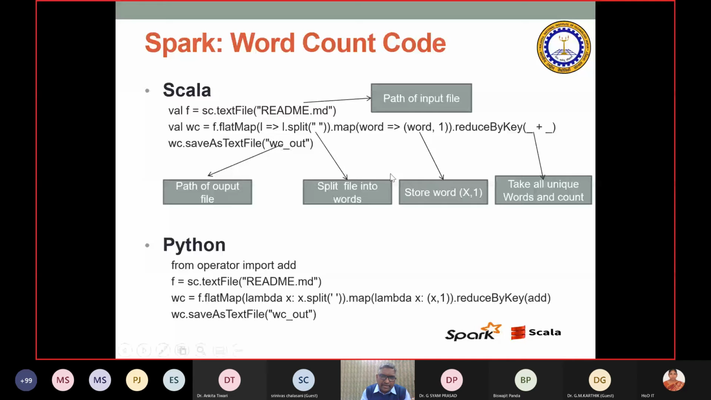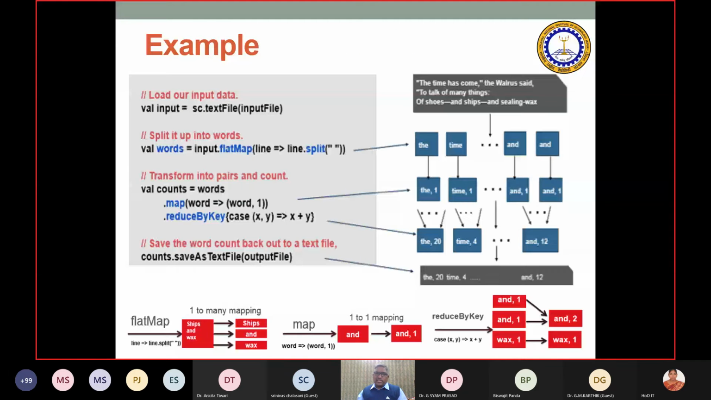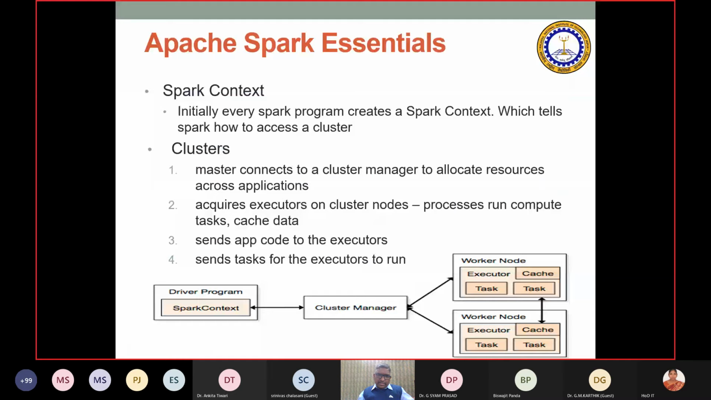Scala is slightly different, but Scala is also supported. So you can execute these Spark codes in that, right? So that is something which we can look at. The remaining part, I think we will take up tomorrow.